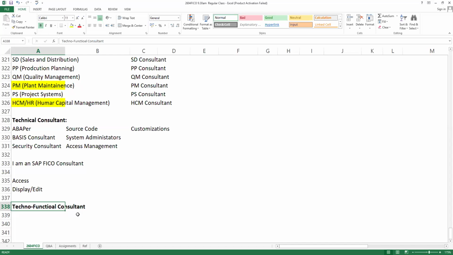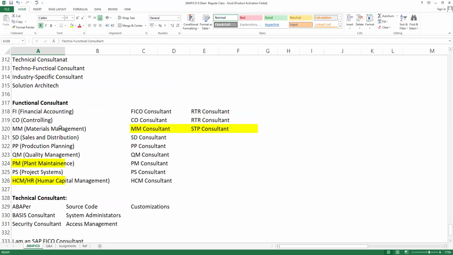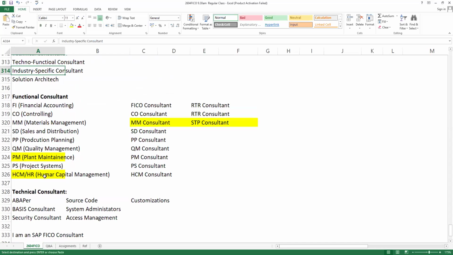If the technical people say no, you can say that no, this can happen. There is code already in another project. You can refer to that. They can explain. These people are techno-functional consultants and industry-specific consultants.